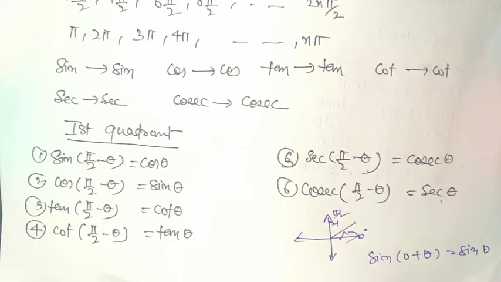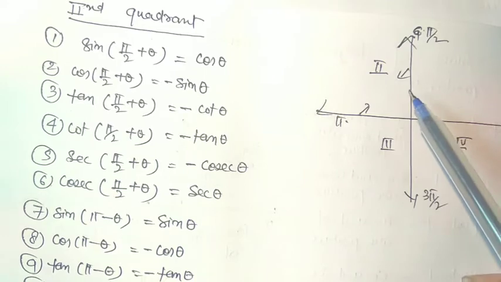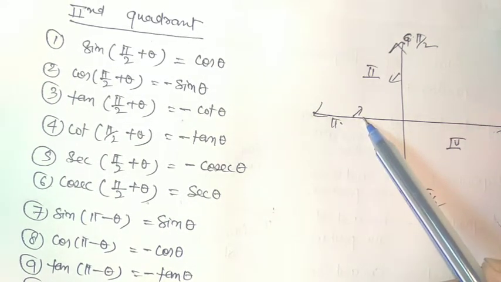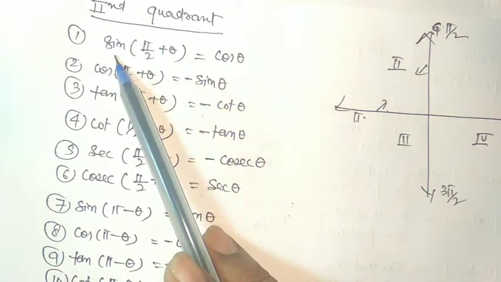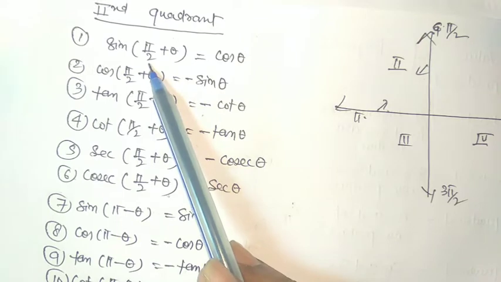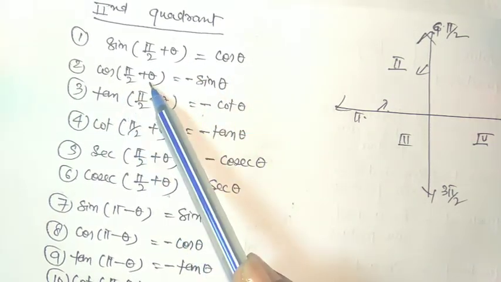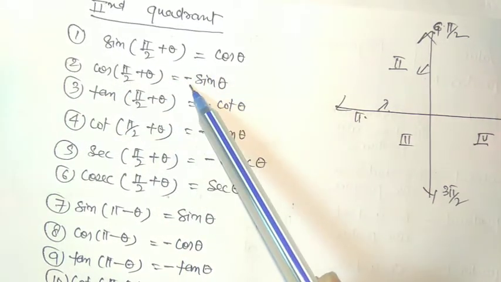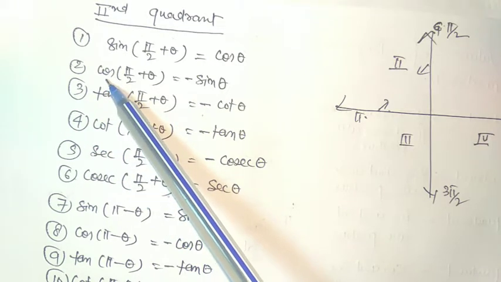Now we are moving to second quadrant. Now in second quadrant, we can come to second quadrant by adding theta to pi by 2 or subtracting theta from pi. So we have sine pi by 2 plus theta. So sine is positive in second quadrant, and it is pi by 2 here, so answer will be cos theta. Similarly, cos pi by 2 plus theta, so cos will be converted to sine, but its sign will be negative. Why? Because in second quadrant cos is negative.